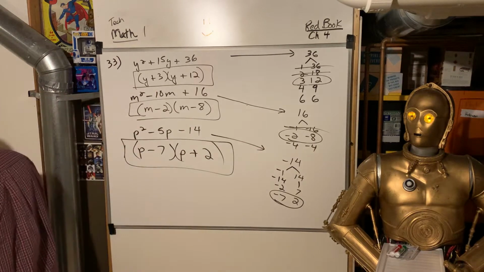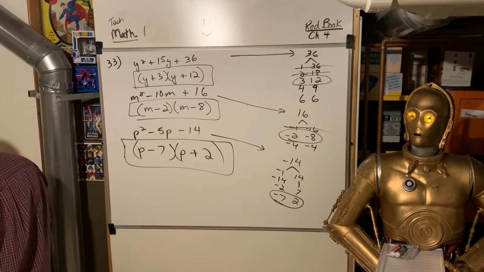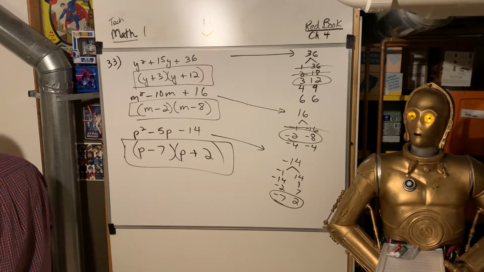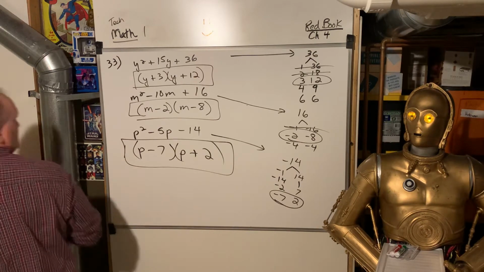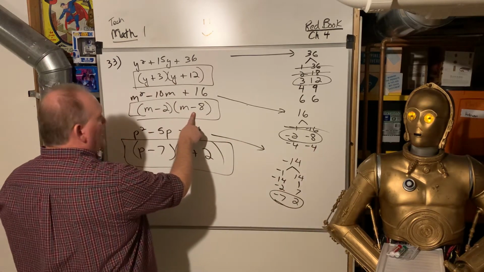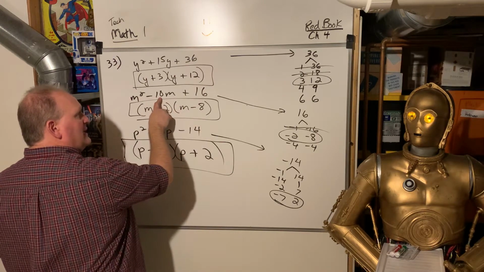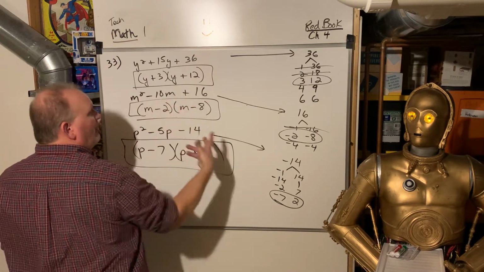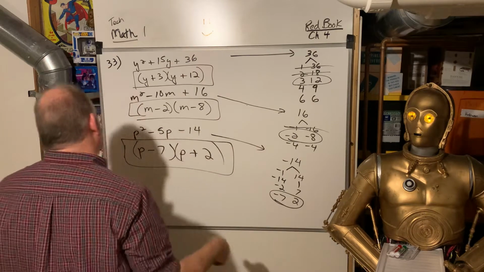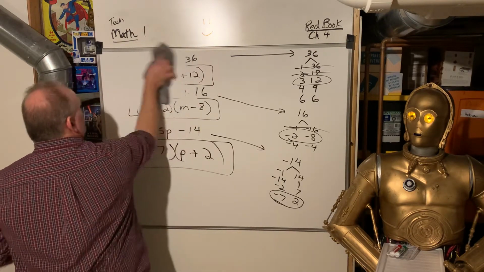All right, most common error that I've seen in factoring is when they factor, but they just grab anything. Like they say m minus 4, m minus 4. Well, that multiplies to be 16, but it doesn't add up to be negative 10. So it's got to hit both. You have to tick both of those boxes. All right, let's take a look.